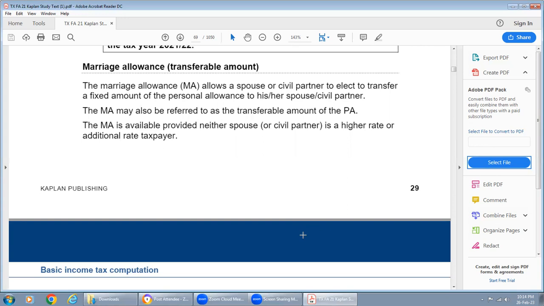The marriage allowance is available provided neither spouse or civil partner is a higher rate or additional rate taxpayer. This is only available when neither spouse or civil partner is a higher rate or additional rate taxpayer. If he does not fall in that category, then he will be allowed a marriage allowance.